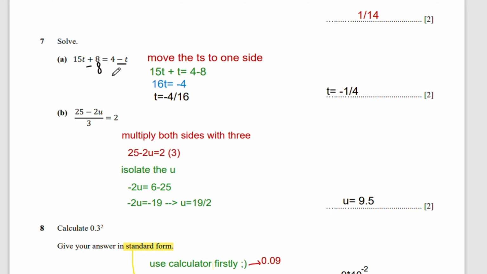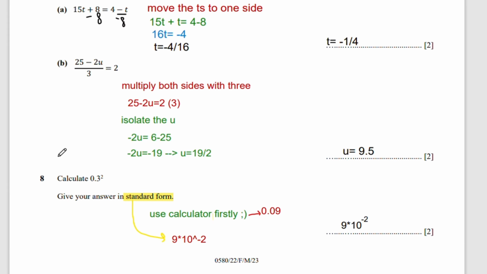Here we go, minus 8 as well right there, and then we will have the same thing. So here, -8. We simplify that, we will have 16t on the side and on the other side -4. Isolate the t will become -4 over 16. Simplest form is negative 0.25 or negative 1 over 4. You can write it in both ways, it is correct.